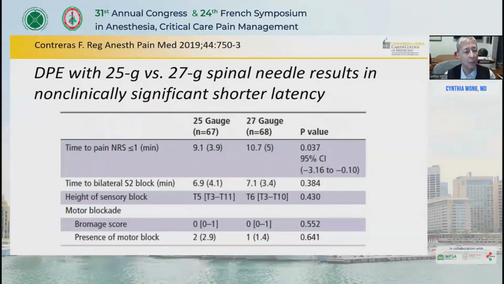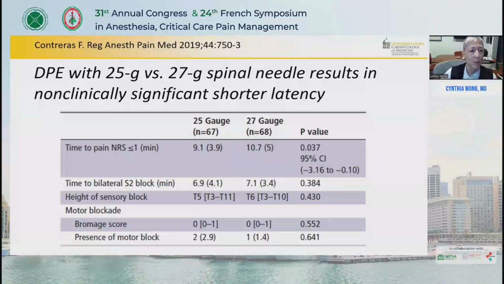You might ask me whether it makes a difference whether a 25 gauge hole or a 27 gauge hole is made in the dura. After all, for a DPE technique, if the idea is to put a hole in the dura so that more drug crosses the dura at a faster rate, maybe a bigger hole will make a difference. This is the only randomized controlled trial that I know of comparing two different gauge needles.